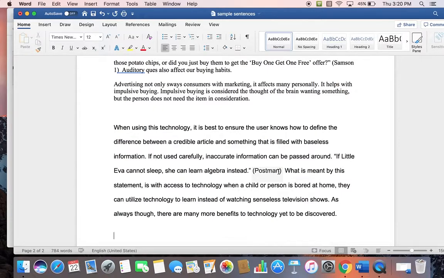He quotes someone, Dr. Ravitch, who is like a Secretary of Education or something like that. They have like a title. So you should probably put, according to Dr. Ravitch of blah blah blah Educational Department, if Little Eva can't sleep, she can learn algebra. And then you still have Postman in this parenthetical reference, and you have a page number as well there. Okay, so you want to be as accurate as possible.